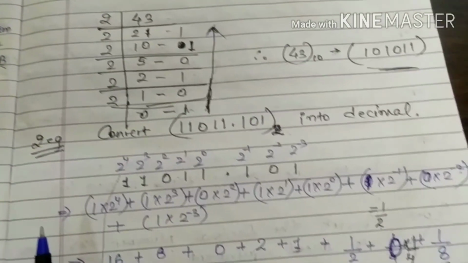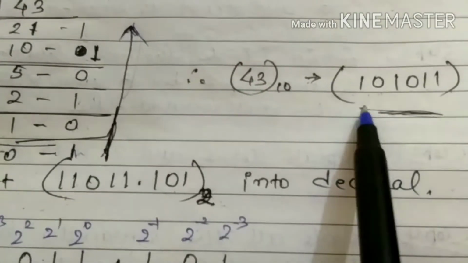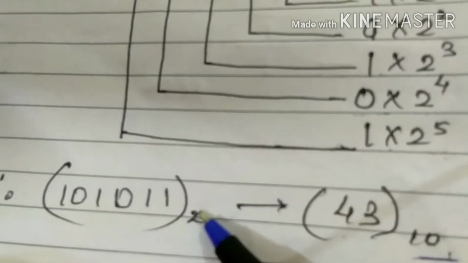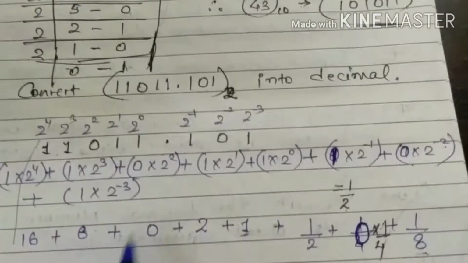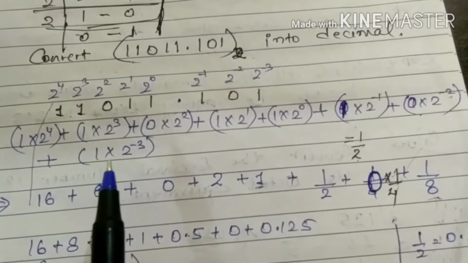Let me compare whether it is correct or not. What is this? 1 0 1 0 1 1. So let me compare over here. See, this is also 1 0 1 0 1 1. It means my answer is correct. Right, children? So now let us do one more example.